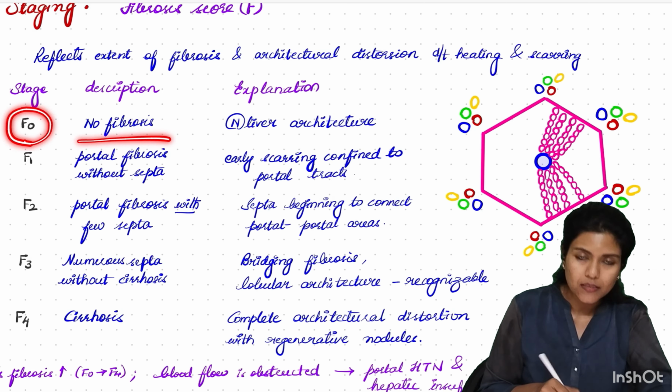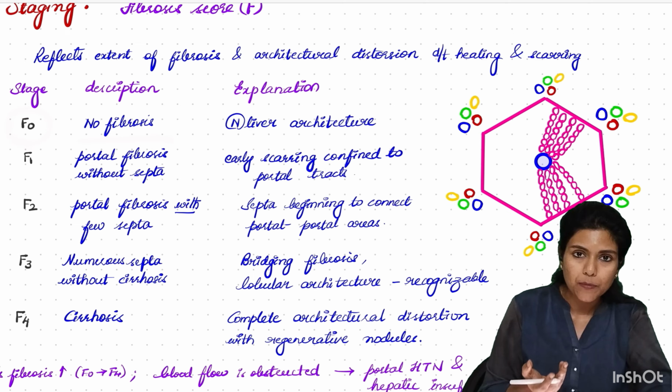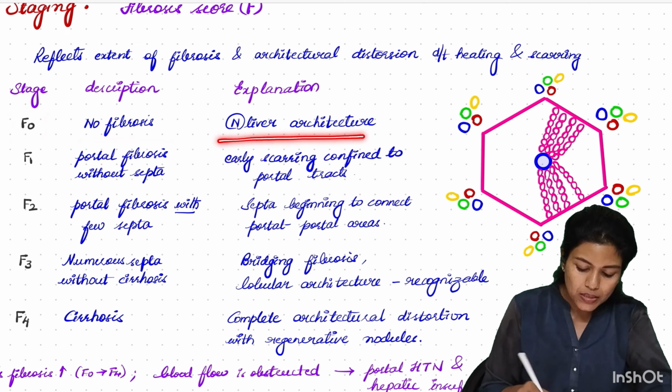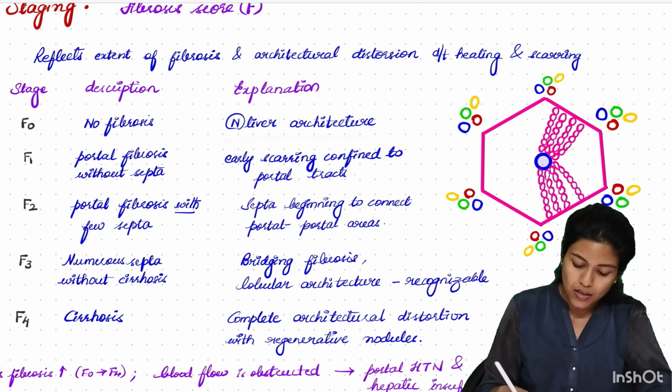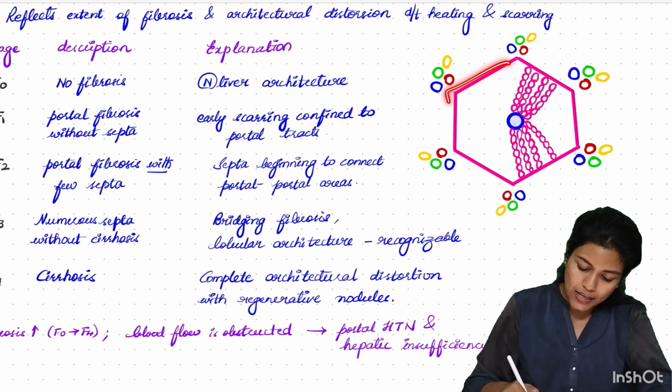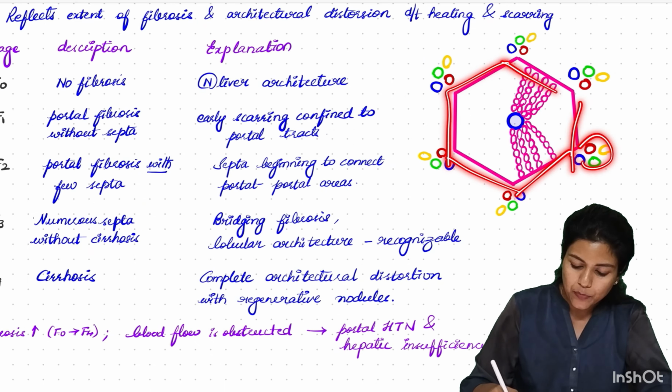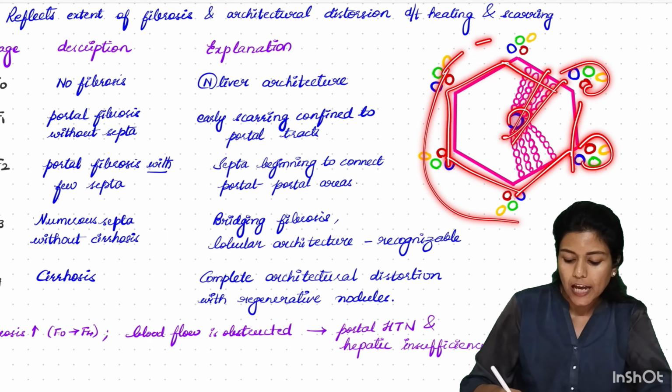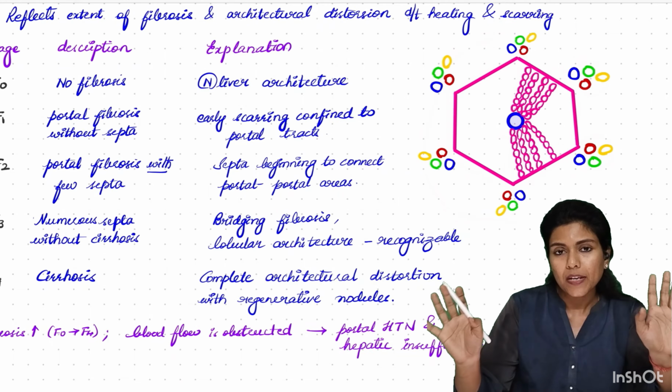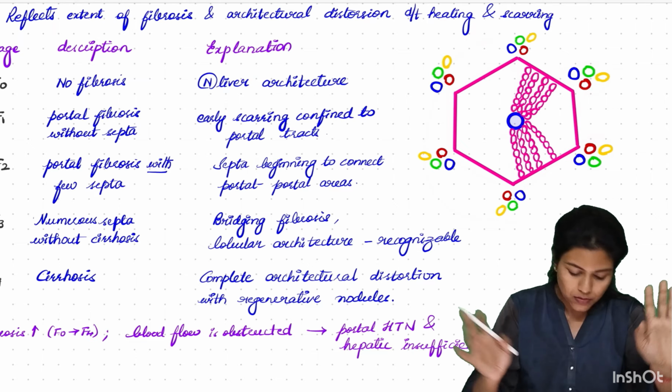F0 means there's nothing, no fibrosis. Absent fibrosis is 0. So normal liver architecture is maintained. The classic hexagonal hepatic lobule containing portal triad, central vein, the hepatic plates, everything will remain normal because there's no fibrosis.